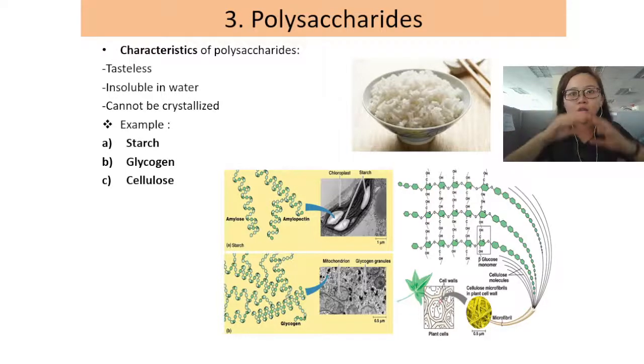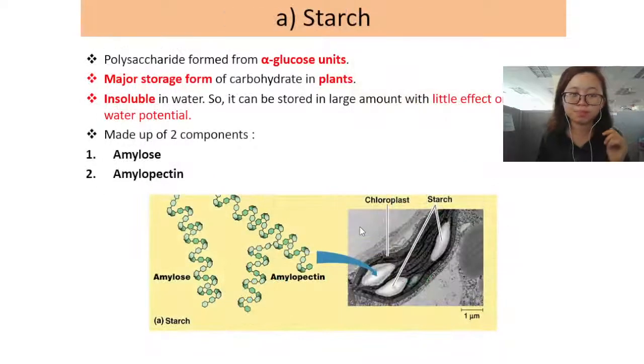Sudah tentunya not the whole nasi is polysaccharide lah. Dia terdiri daripada benda lain lagi. Tapi ini adalah cara untuk kita ingat dengan mudah. Okay, kalau mau ingat dengan mudah, ingat nasi. Okay, so examples of polysaccharides are starch, glycogen, and cellulose. Let us look at each of these examples.